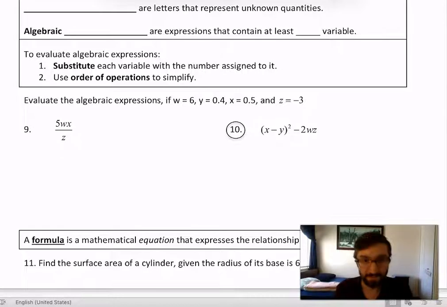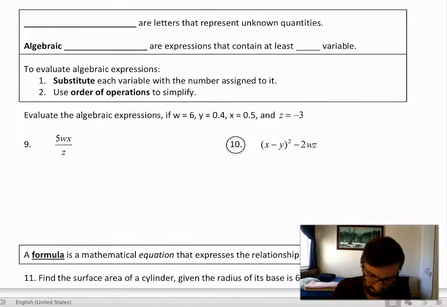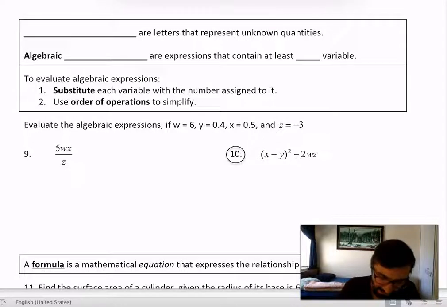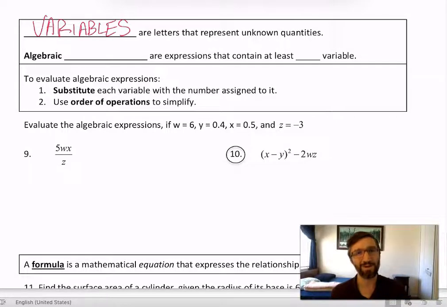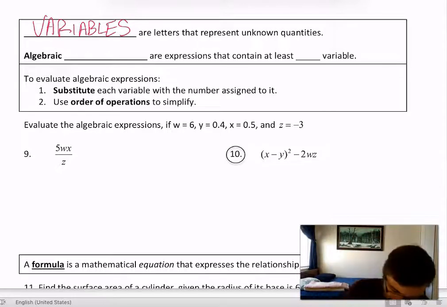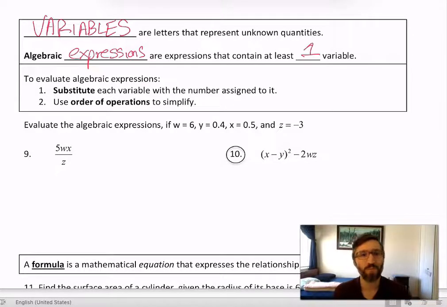We have, let's scoot this down just a little bit. We have variables. If you've been around math for any amount of time, you've heard about variables. What are variables exactly? Variables are letters that represent unknown quantities. And algebraic expressions are expressions that have at least one variable. So to evaluate algebraic expressions, first we substitute each value with the number assigned to it, and then we use order of operations to simplify.